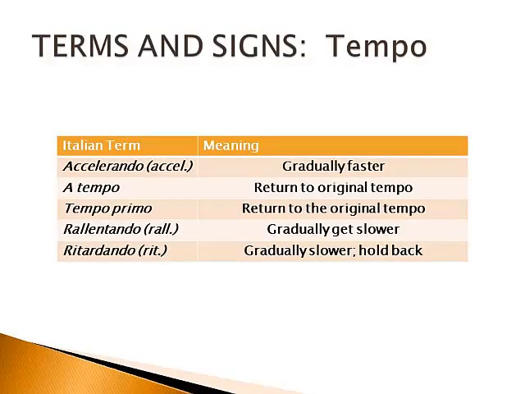We also have terms that affect the tempo of what you're playing. Accelerando looks like accelerate, and if you accelerate, you're getting faster, and in this case, it's gradually faster. A tempo means return to the original tempo or the original speed. Tempo primo also means return to the original tempo. Primo is prime, right? Return to the prime tempo, the original tempo. Rallentando or rall, gradually getting slower. And retardando, which looks like retard, is gradually getting slower, so you're holding back.